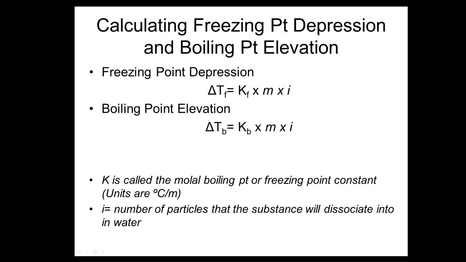Alright? So calculating freezing point depression and boiling point elevation. So remember, we talked about colligative properties the last unit, talking about how when you dissolve things in your solution, it makes the freezing point drop or the boiling point go up. So now we're going to talk about how to calculate exactly how much it goes up or goes down.